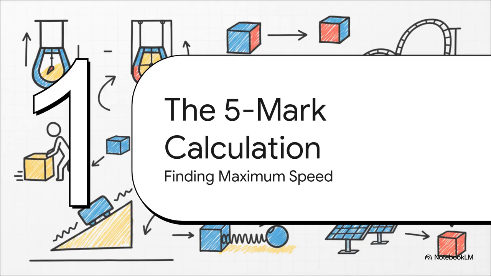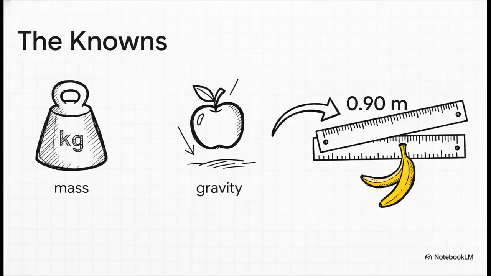Now let's get into the big one, the 5-mark calculation. This is where we gotta roll up our sleeves and crunch some numbers. Okay, so the question gives us everything we need to start. The mass, the gravitational field strength, and the height. And this is a classic exam trick. Look closely at that height. It's in centimeters. The very first thing you've got to do is convert that 90 centimeters into 0.90 meters. If you don't, all your calculations from here on will be off. It's a super common place to lose a mark, so always check your units.